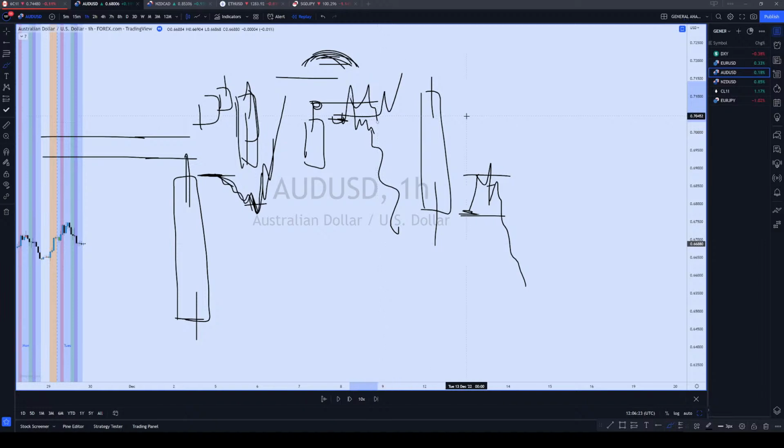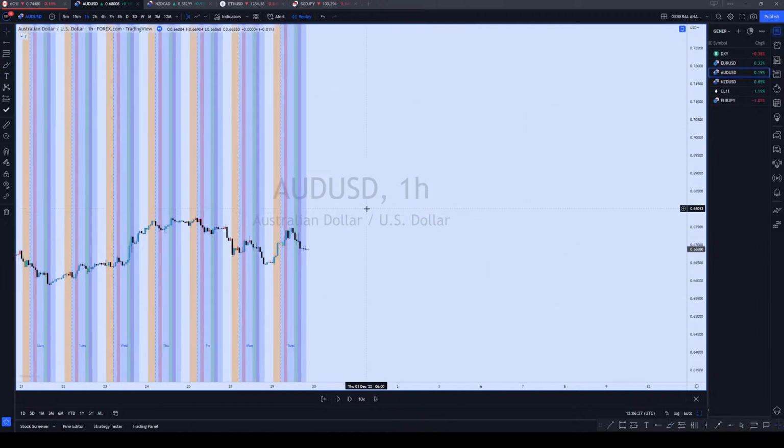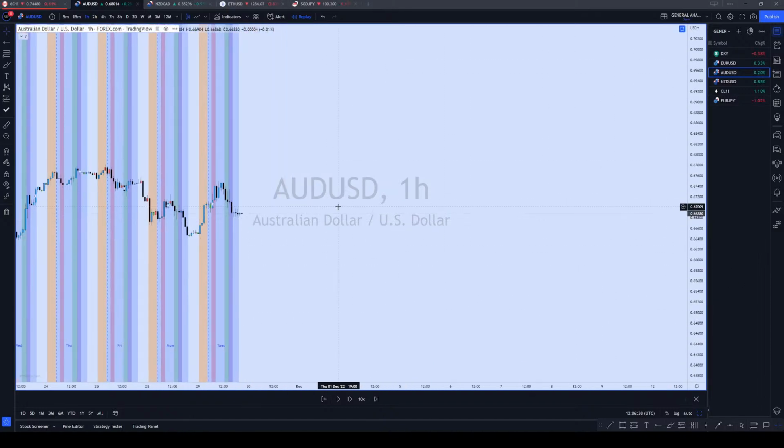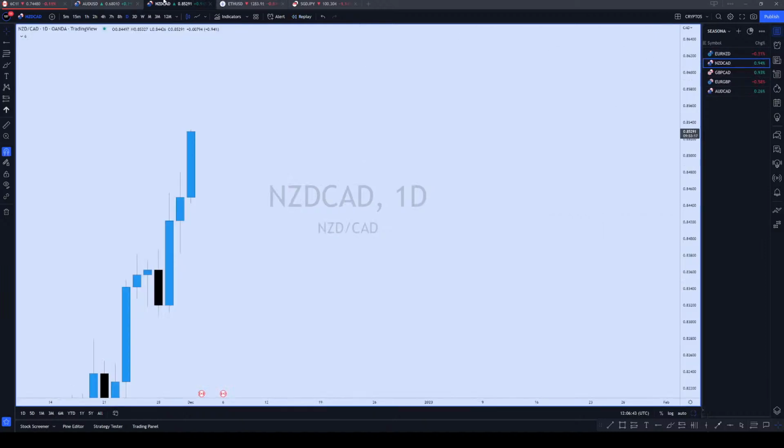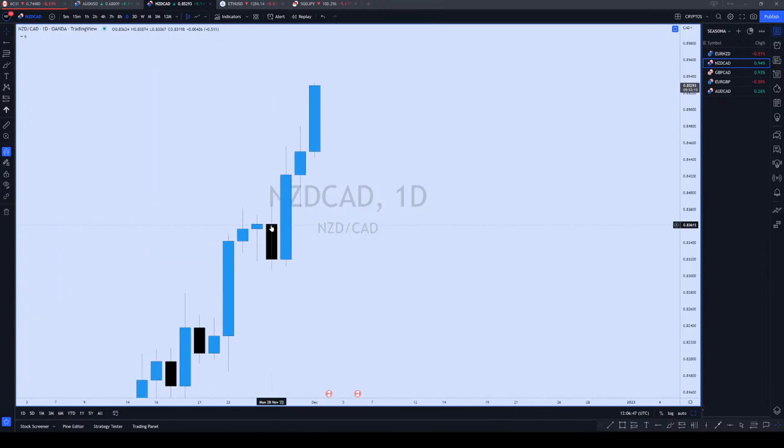Okay, let me show you an example of that Tuesday price action, because if I'm not mistaken, I did a trade on Tuesday on New Zealand CAD. And this is the example that I did not want to talk about.